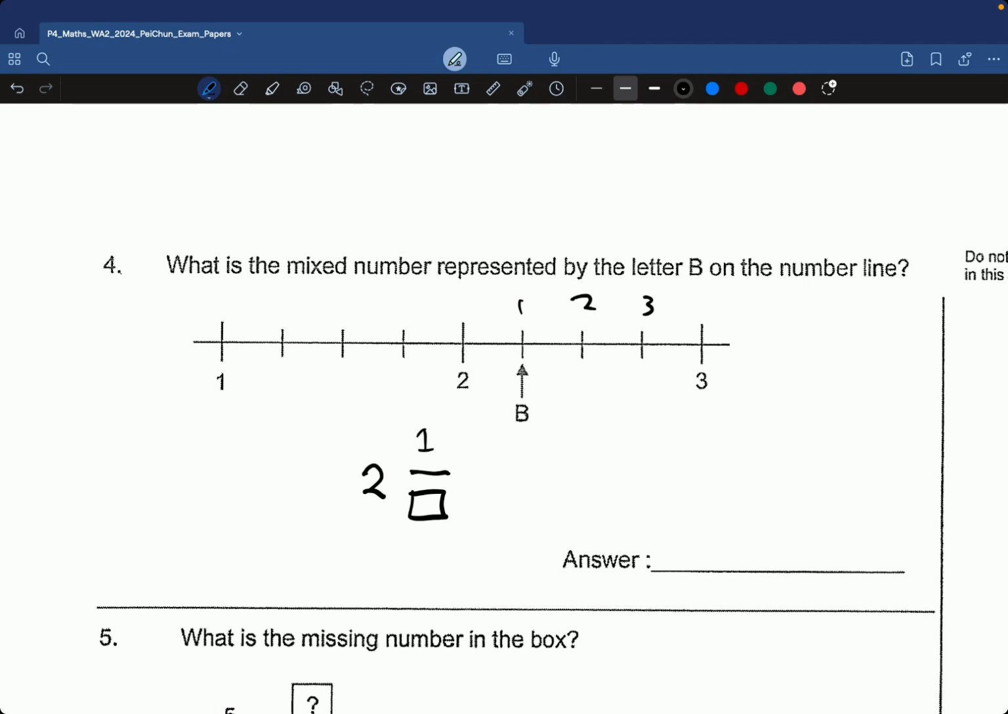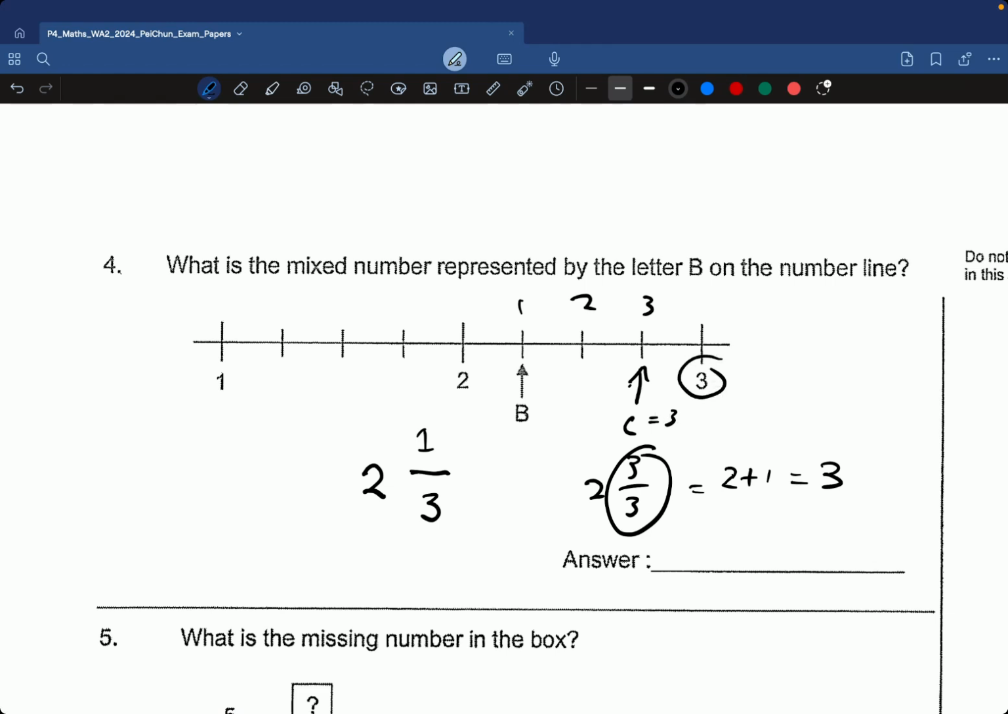What's the total parts? So in this case, if you were to just say that, oh, okay, the denominator is 3, then what if b over here, or I would say let's have c over here. So what does c stand for? 2, 3 over 3. And if you know 3 over 3 is 1, it's actually 2 plus 1, right? And this gives us 3. Is c equal to 3? But 3 is over here. So this is actually wrong.